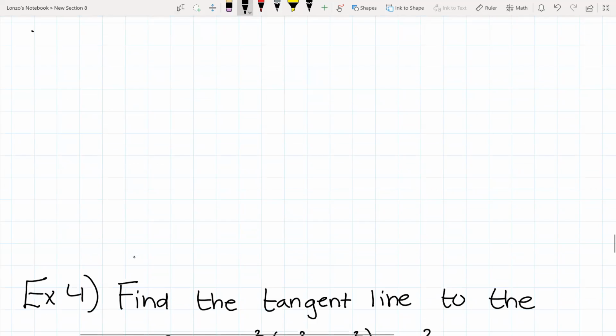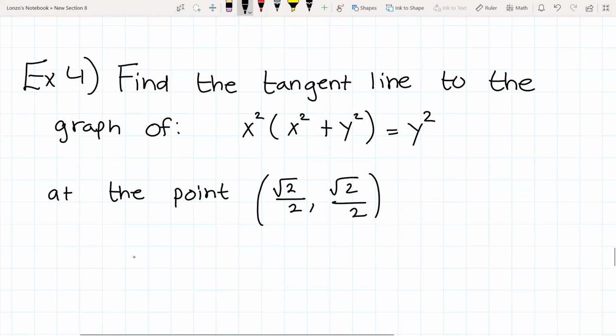Okay, so let's do example 4. Find the tangent line of that graph at the point radical 2 over 2. So what we're going to do is find the slope, and then we're going to find the equation. You're going to use point slope form, and then that'll be your final answer. Okay, so let's do that. So what would I do first?